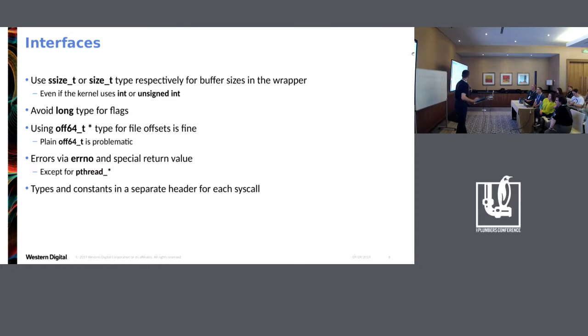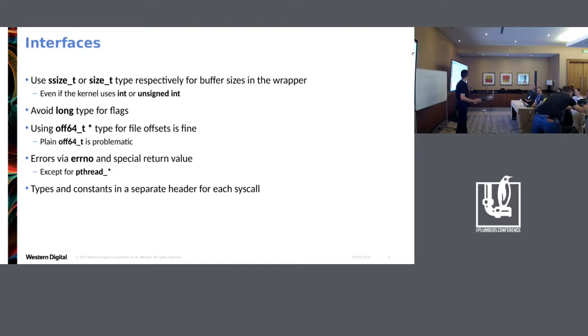On the matter of interfaces, there are some specific types that we would like to see, like size_t for buffer sizes. This is mainly for documentation purposes, so that we know what the interpretation of the type is, even if the kernel uses int or unsigned int. Typically, the signedness of the type will reflect the type of the kernel.